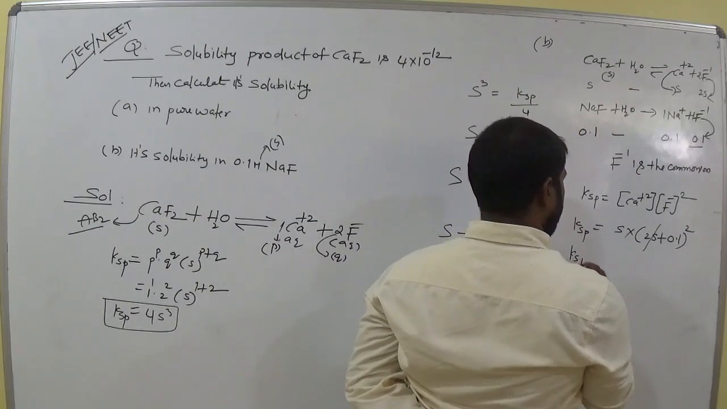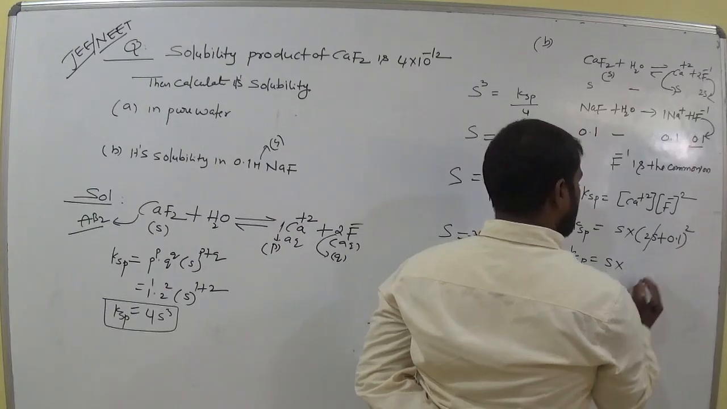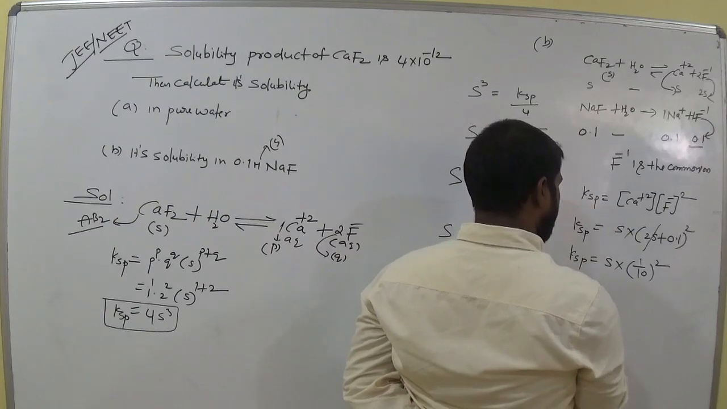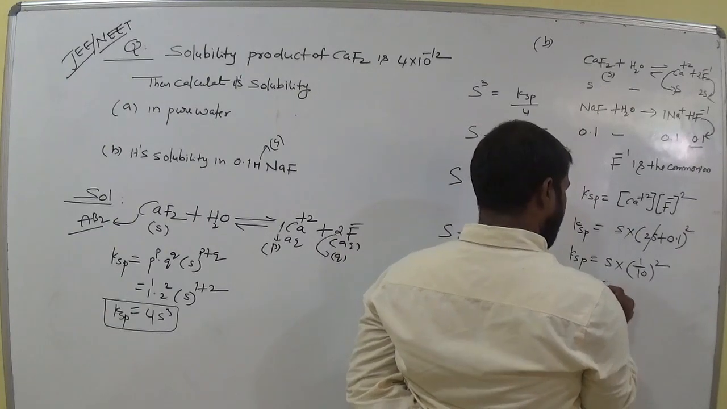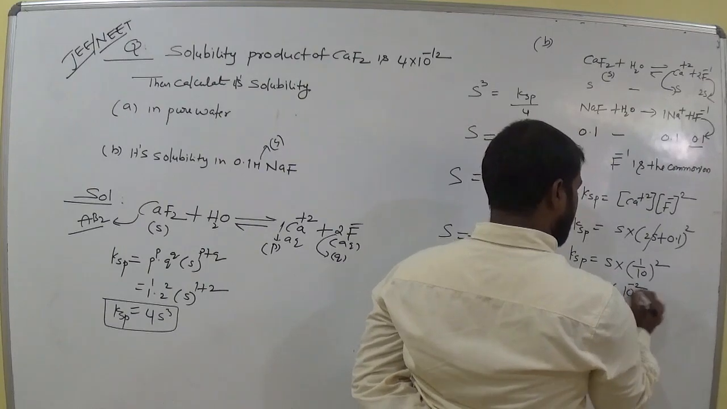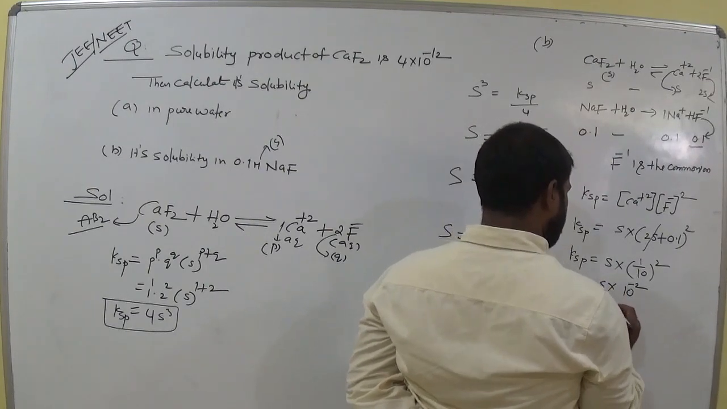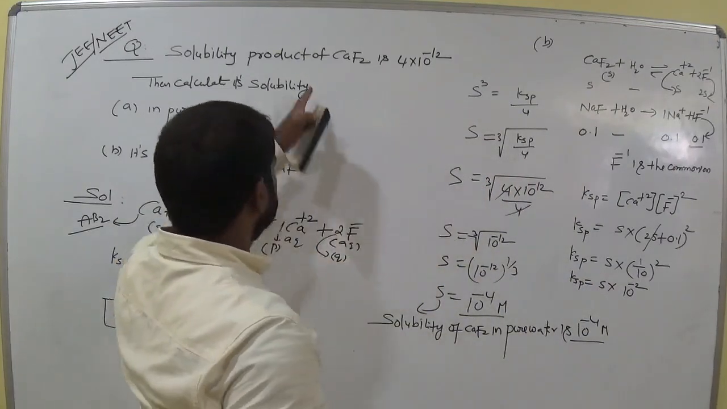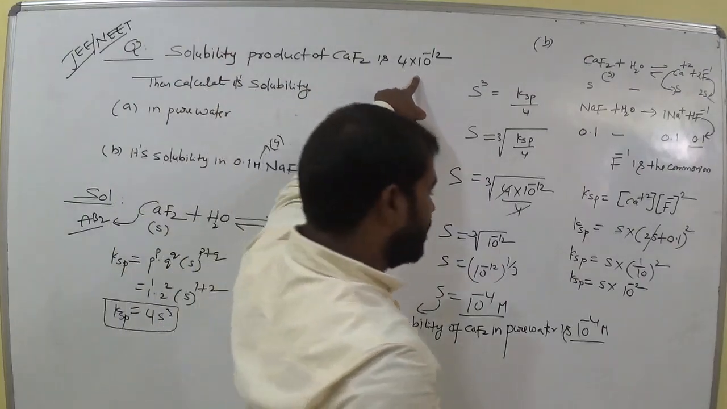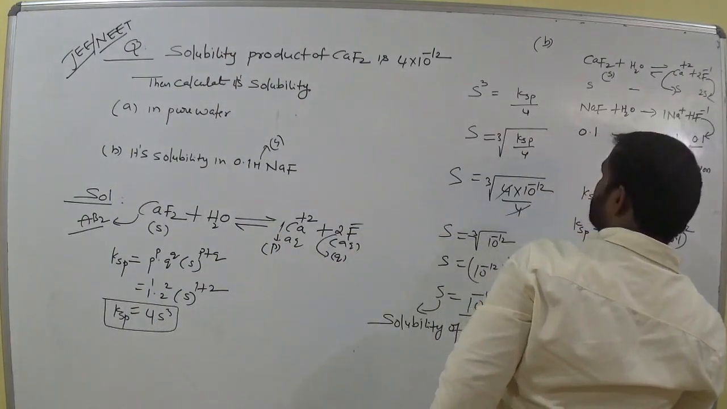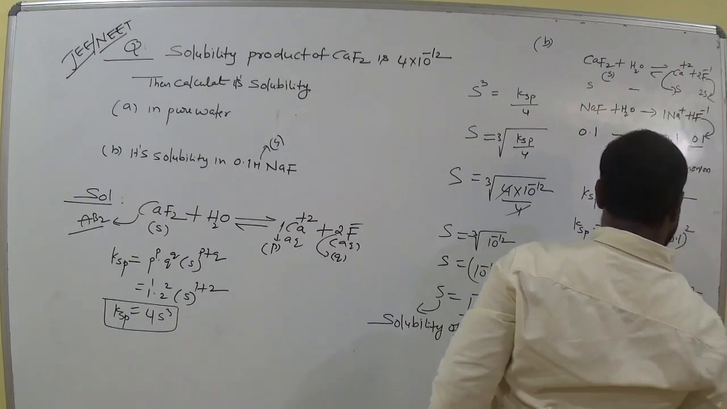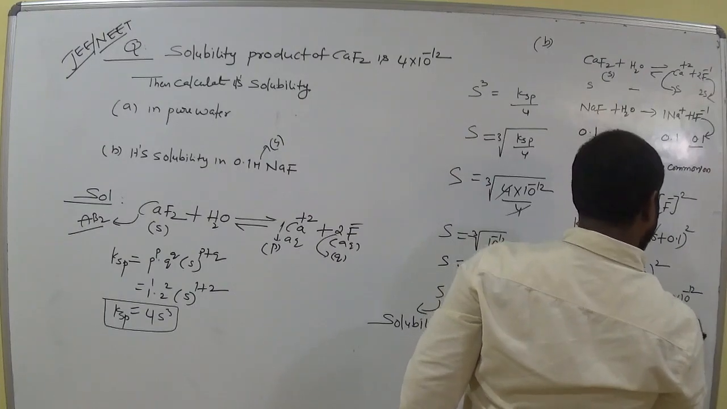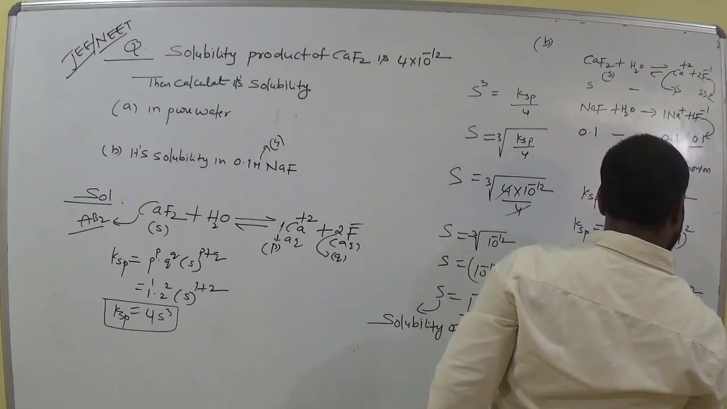So now KSP equals S into 0.1, that is 1 by 10, whole square, am I right? Then KSP equals S into 10 power minus 2. The KSP is already given in the problem, 4 into 10 power minus 12. So KSP equals S into 10 power minus 2, and from this, what is the solubility? S equals 4 into 10 power minus 12 by 10 power minus 2, am I right?